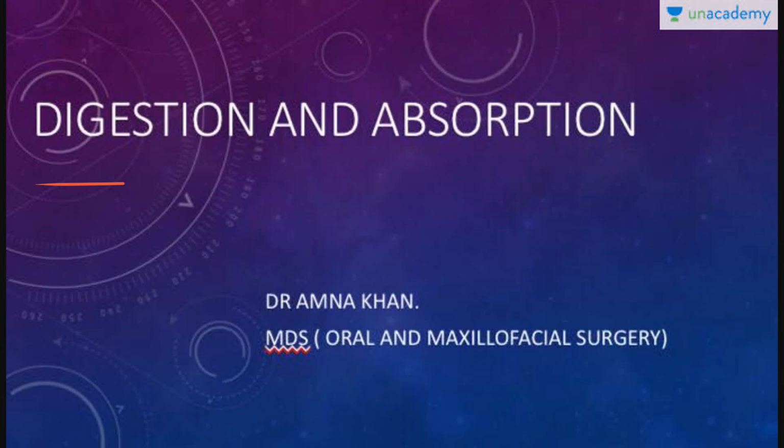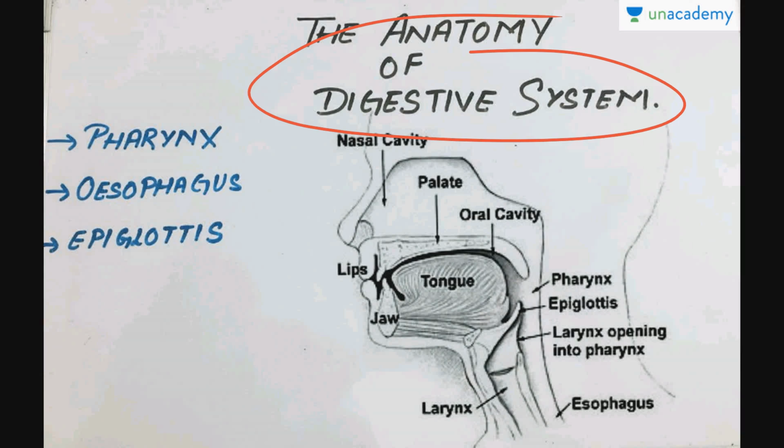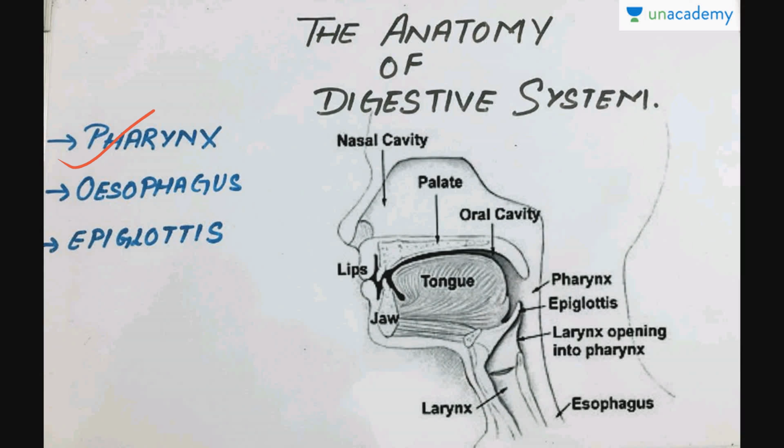We were discussing digestion and absorption. Let's continue with that, discussing the anatomy of the digestive system. Let us get familiar with some terms such as pharynx, esophagus, epiglottis. Pharynx: the oral cavity leads to the pharynx, which serves as a common passage for food and air.